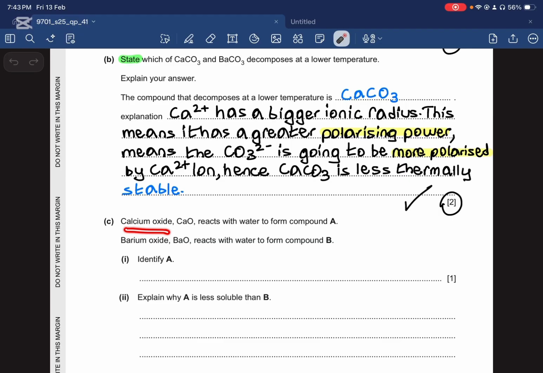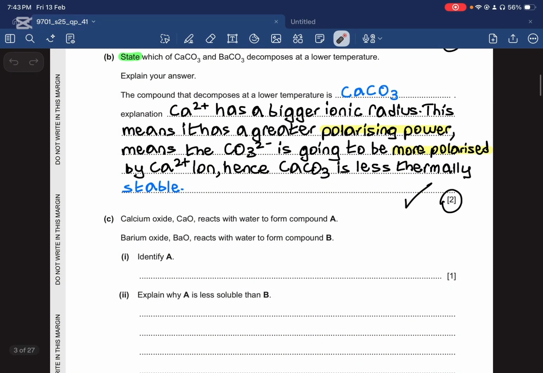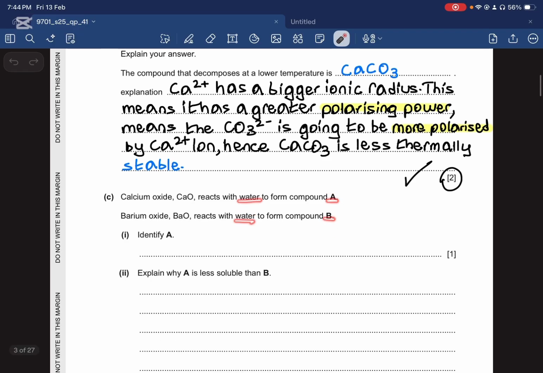So we have calcium oxide, which is CaO. Now, CaO reacts with water in order to form compound A. Then we have another compound, which is barium oxide, which again reacts with water to form compound B. Now, what similarity can you see between these two compounds? We understand that these are both group 2 oxides. Look at this, calcium and barium, both of these are group 2 metals. And because they have an oxygen next to them, this is called an oxide. So, calcium oxide and barium oxide react with water to form compound A and B, respectively.